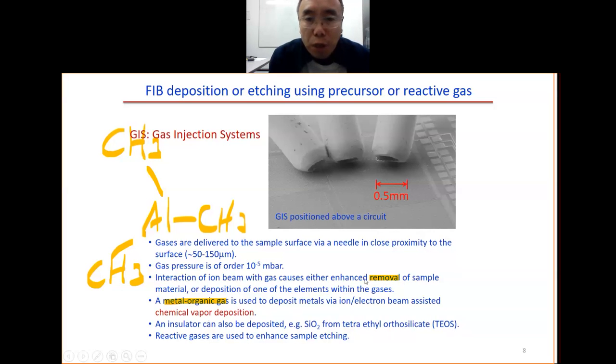For material removal, as we have seen, we can use some reactive gases, like xenon difluoride. This kind of gas is reactive and is used for the removal of material.